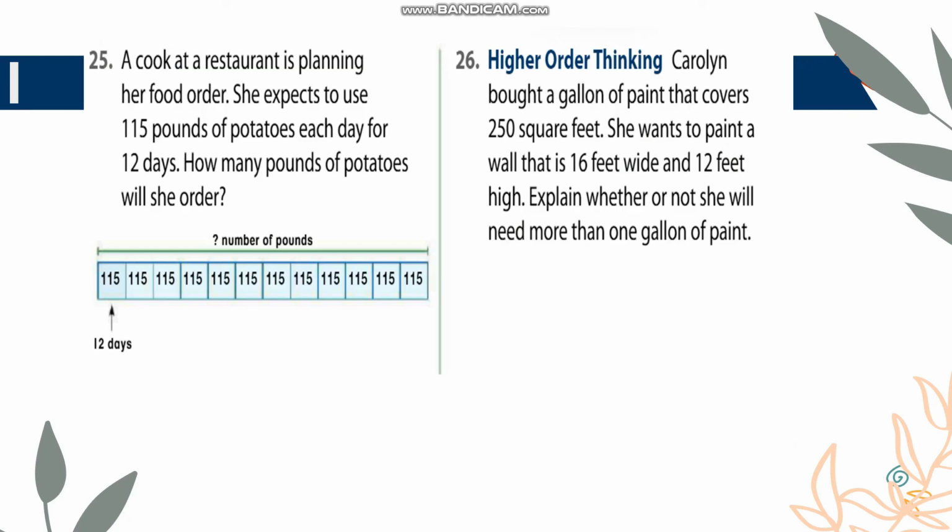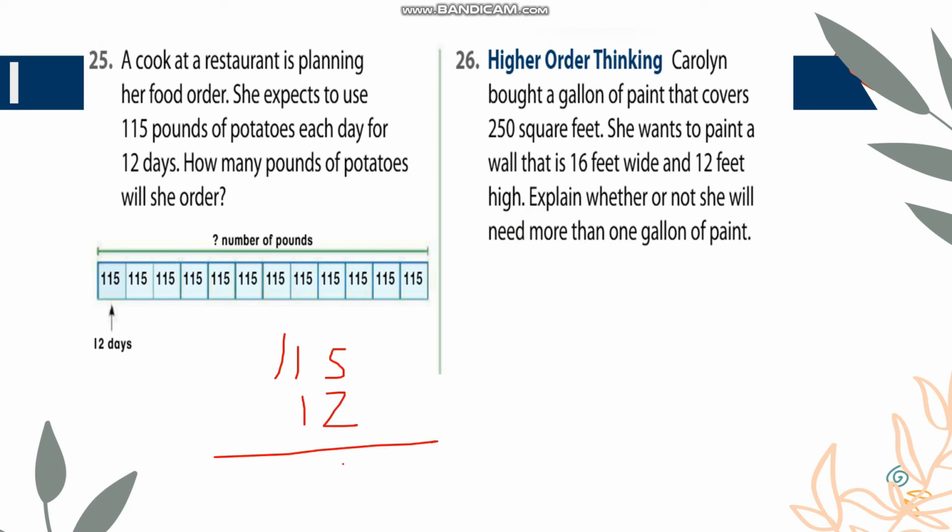25. A cook at a restaurant is planning her food order. She expects to use 115 pounds of potatoes each day for 12 days. How many pounds of potatoes will she order? If there is already a model here, if you want to add all of this, you can do it. But the shortcut way is you just simply multiply 115 by 12 days.